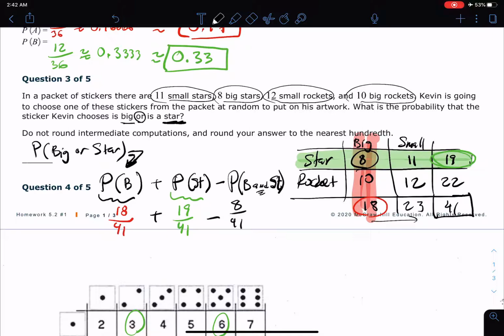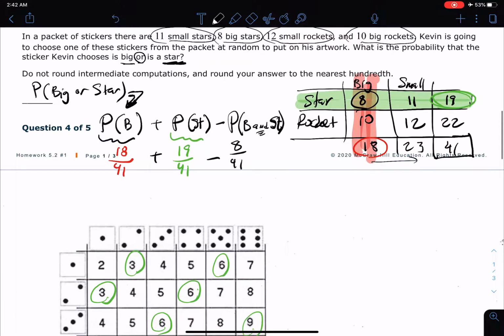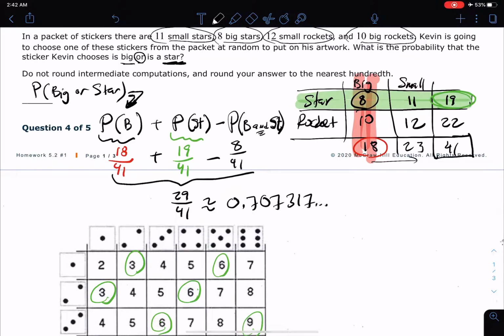When you add this up and then subtract out 8, we get 29 out of 41, which is approximately 0.707707317, and it goes on. They want us to round to the nearest hundredth. Looking at the next digit, bigger than 5, so it's going to be 0.71 as our approximation. That's the probability we get a big or star sticker.